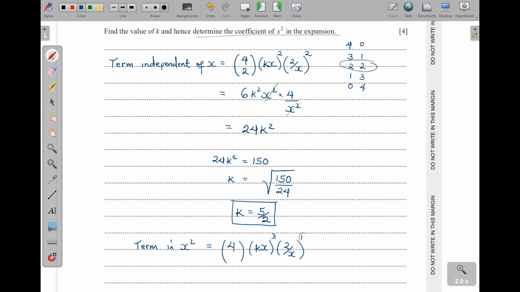So the power that is here, I'm going to put it down here. Okay, so I'll put 1 here. 4 combination 1 is a 4.